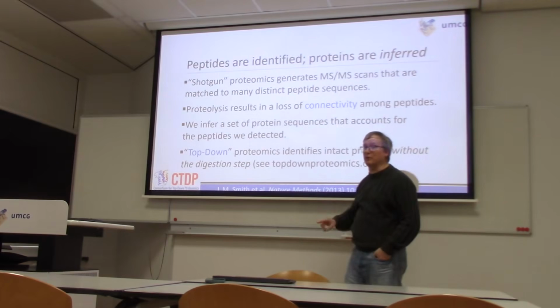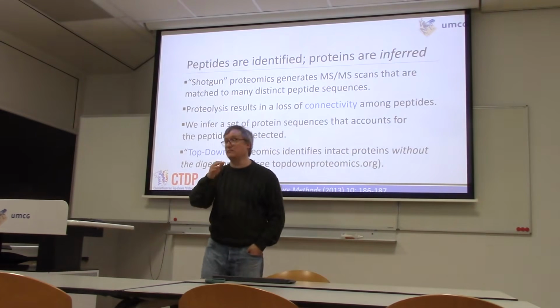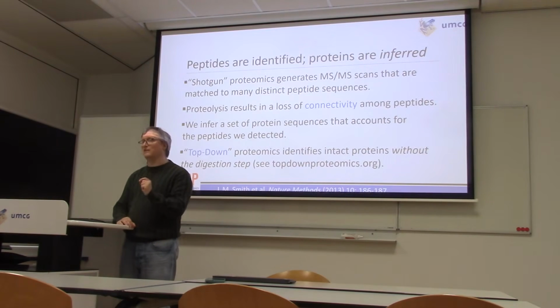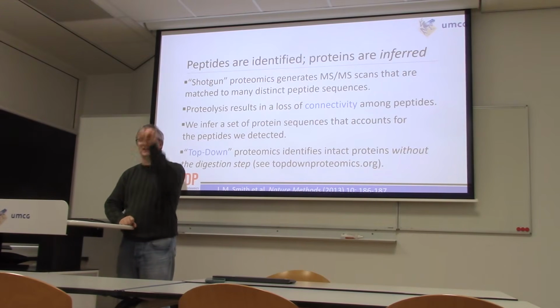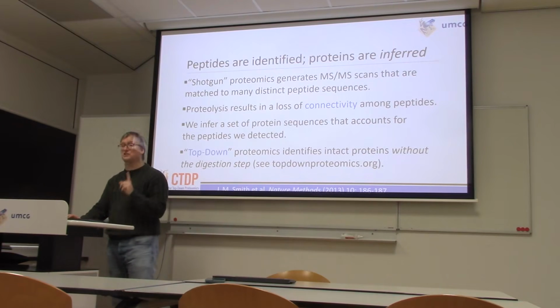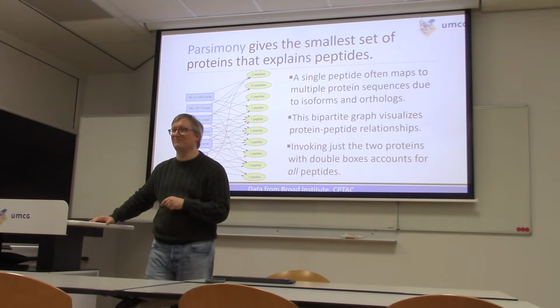So what I want you to remember is that in the shotgun world, in the peptide-based mass spectrometry, the information about which proteins are found is inferential. We don't have direct evidence that this protein is present. We have evidence based on its peptides. And that is a rather crucial distinction. The peptides don't remember what protein they came from.